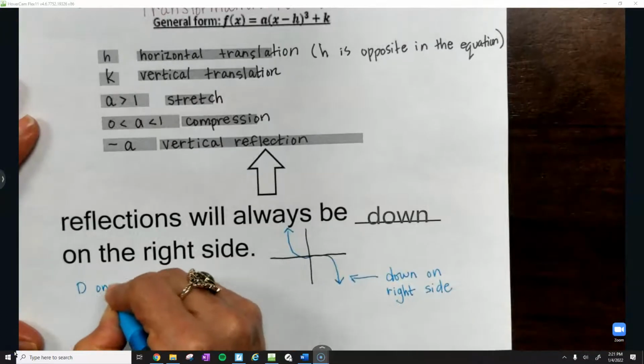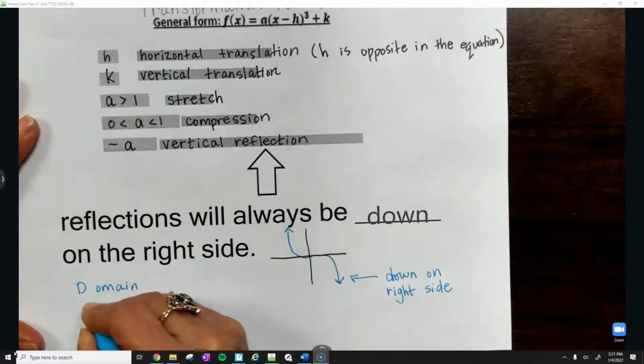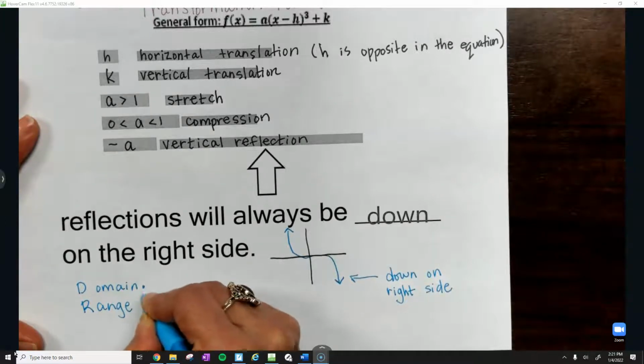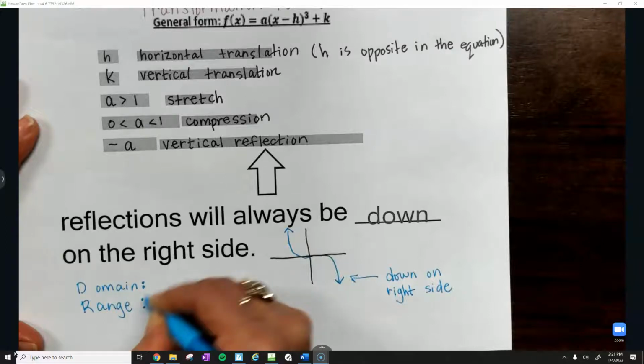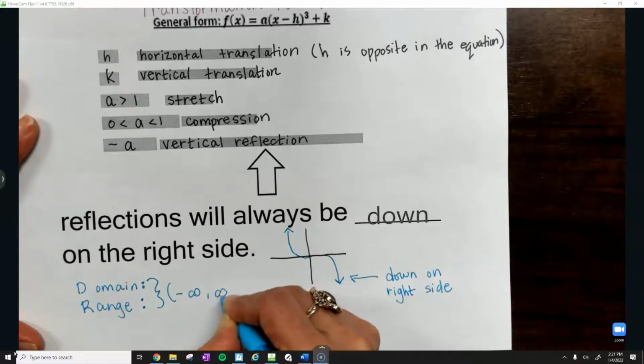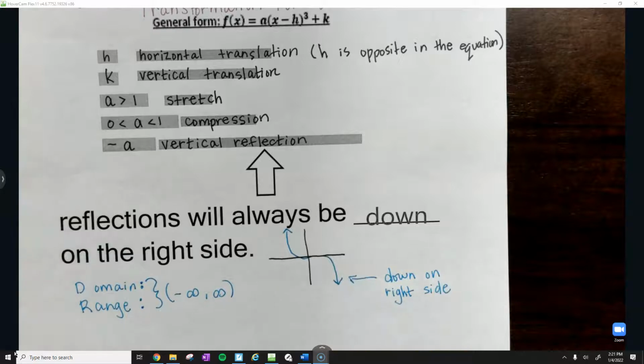Remember, domain and range, those were freebies. What are you always going to write for domain and range? Yes, good. Just get those right. Get those free points, y'all. Get those free points.